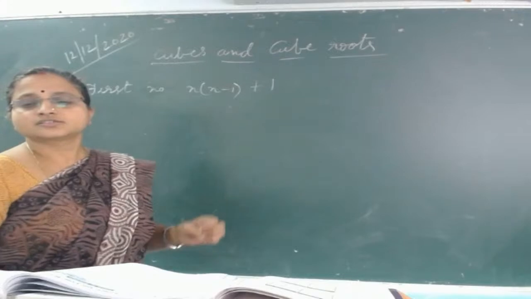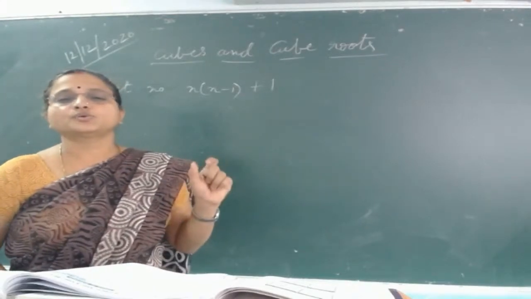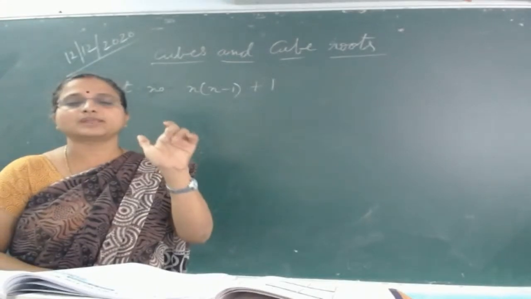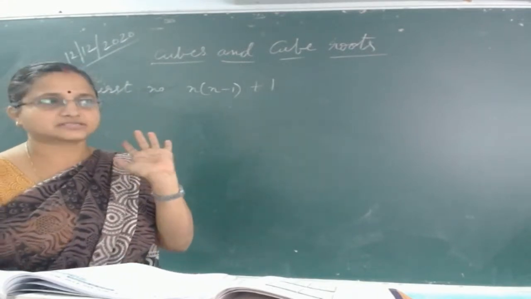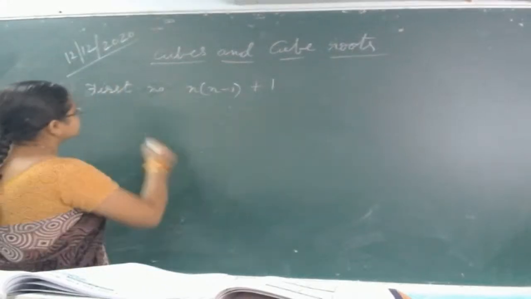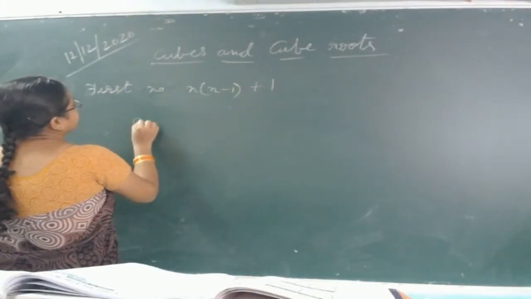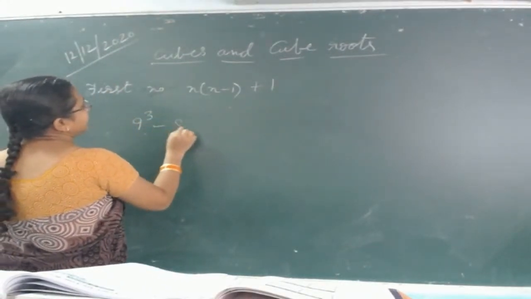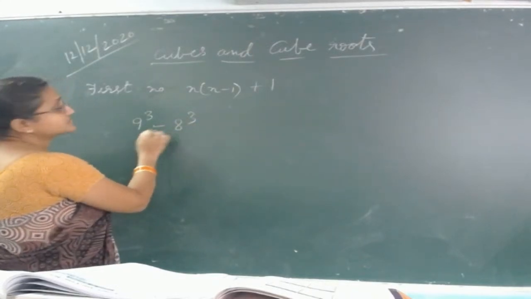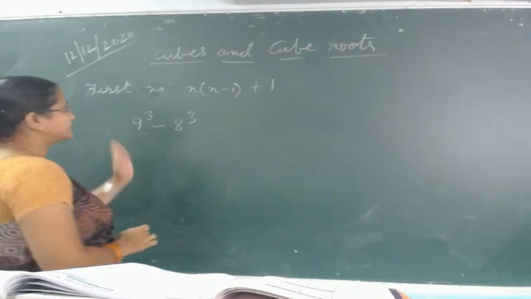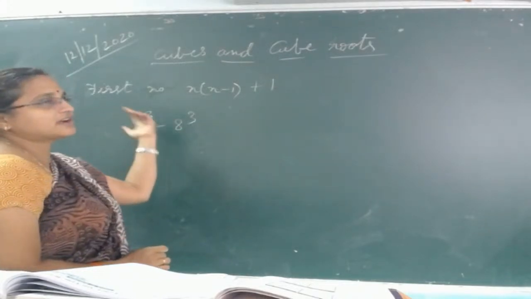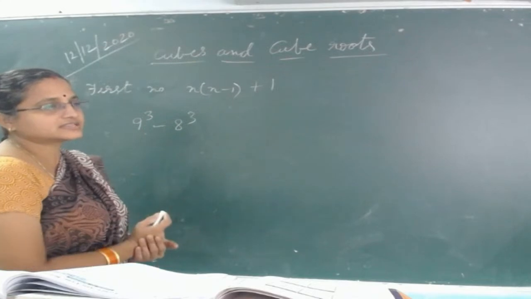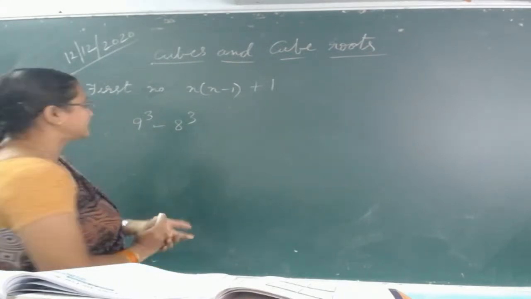Understand or not? So, to find the difference between two cube numbers, see here, for example, 9 cube minus 8 cube. These two should be consecutive numbers. Everybody remember, these two numbers should be consecutive. It means one number should come immediately after the other number.